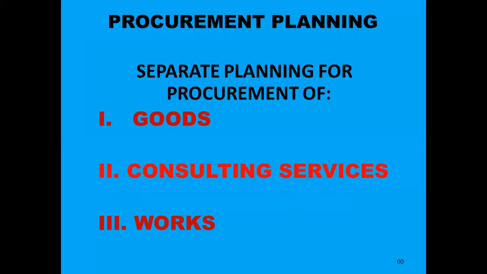Procurement planning process. So how the procurement planning process is maintained. The separate planning for procurement. First one is goods. How you are purchasing the goods, how you are making the planning for purchasing of the goods.